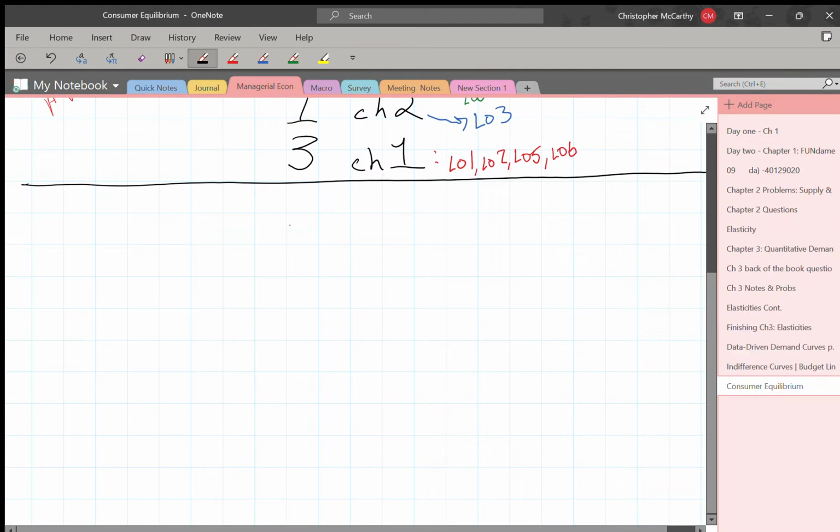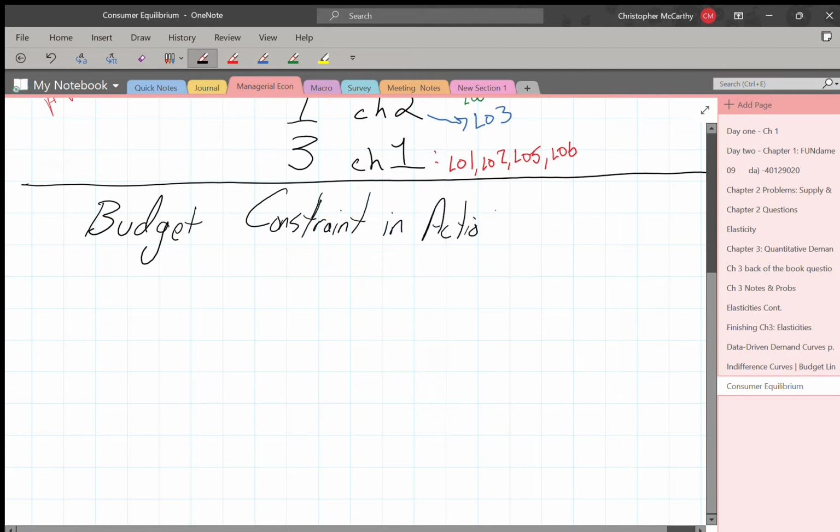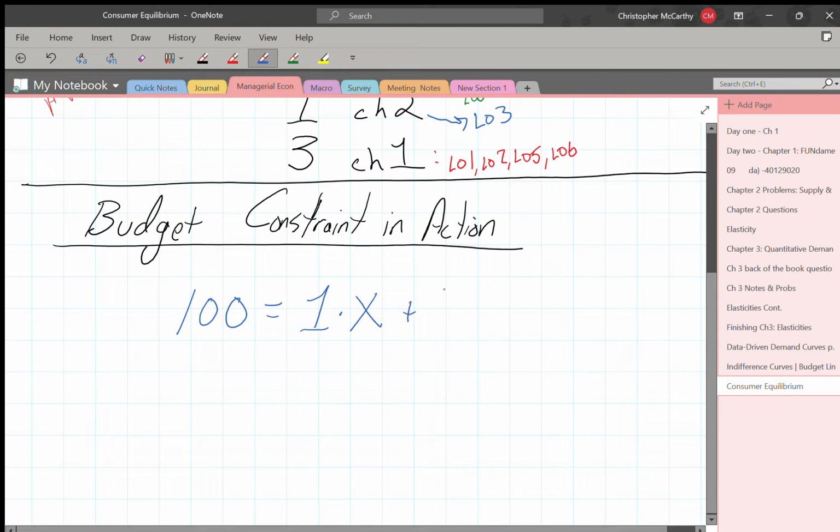So we're going to jump back in talking about the last thing that we talked about in class, which is the budget line or the budget constraint. Budget constraint, budget line means the same thing, right? So we're told to consider the following budget line. We're given 100 is equal to 1 times x plus 5 times y.